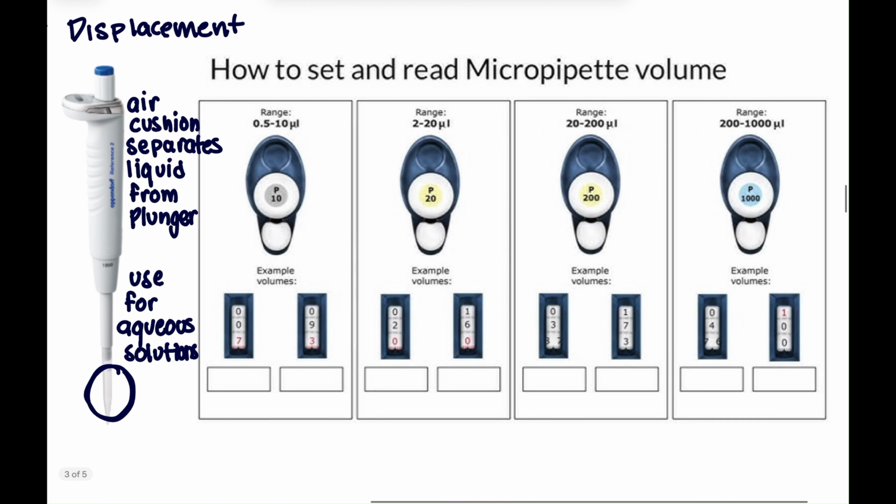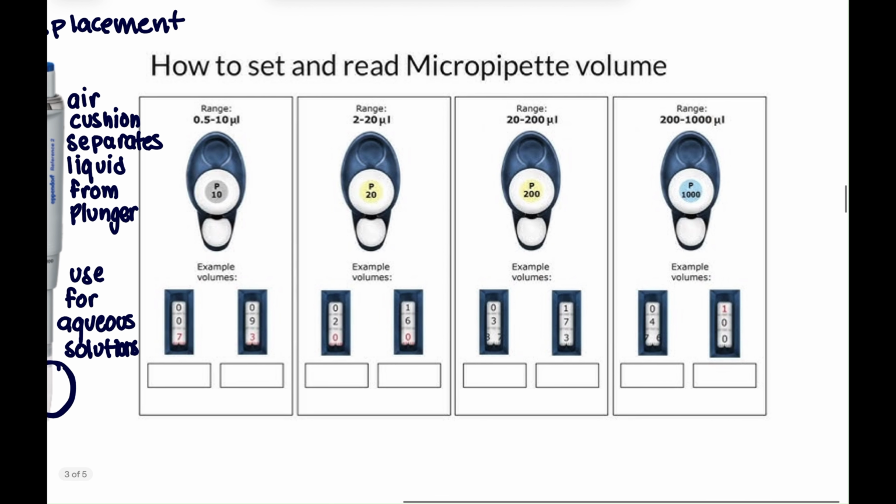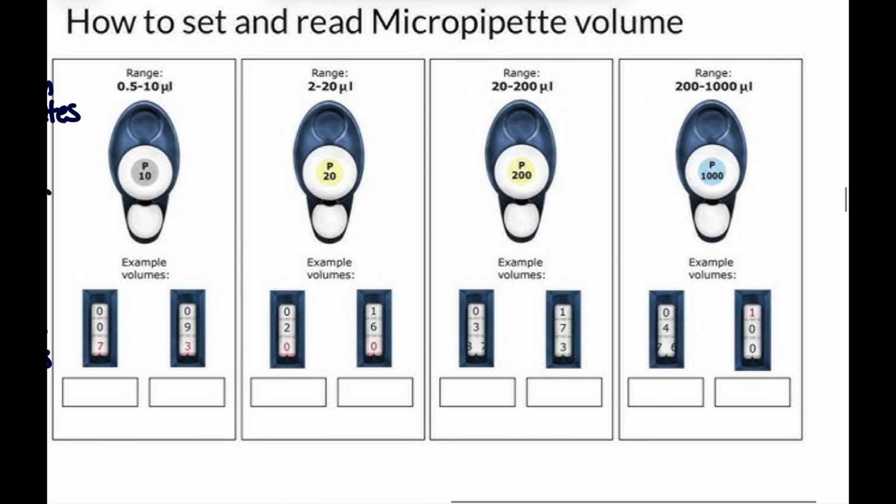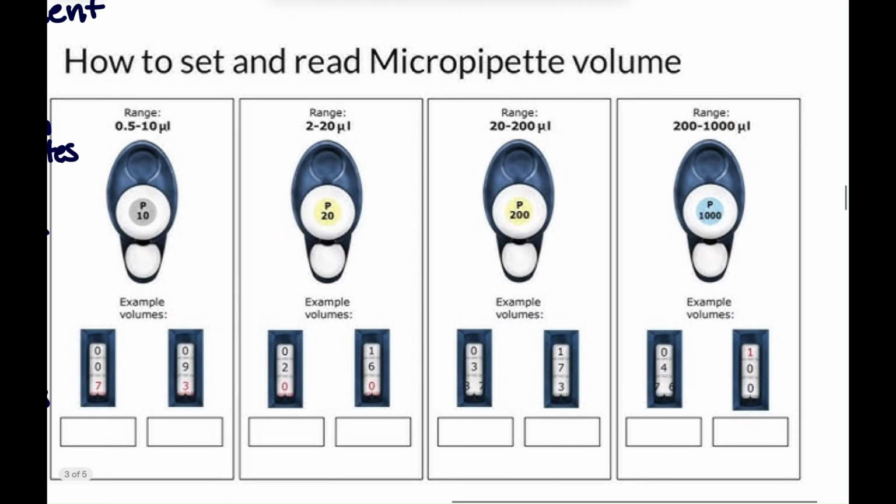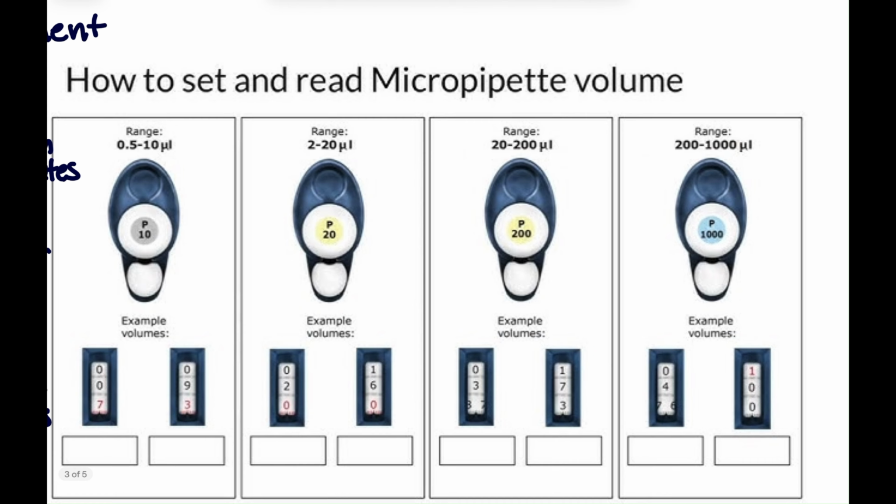So now let's come over here and talk about how to read a micropipette. So we're going to say there's going to be 3 common micropipette ranges, and so they're going to be P20, P200, and P1000. So adjustable air displacement micropipettes come in different models.